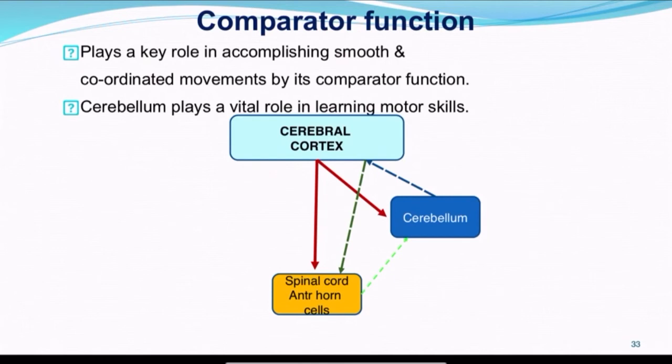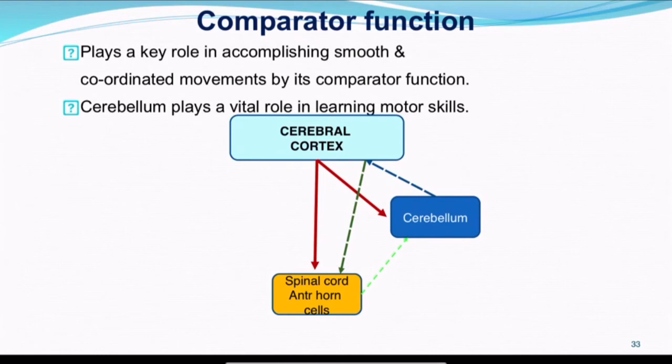If the motor activity is not performed properly, the cerebellum will give the impulse again to the cerebral cortex. See, they are not utilizing the money properly. You have to control them once again. So the cerebellum gives this kind of impulse to the cerebral cortex. The cerebral cortex now alters the impulses given to the spinal cord so that the motor movements get modified accordingly into the desired one. So this is the help given by the cerebellum.